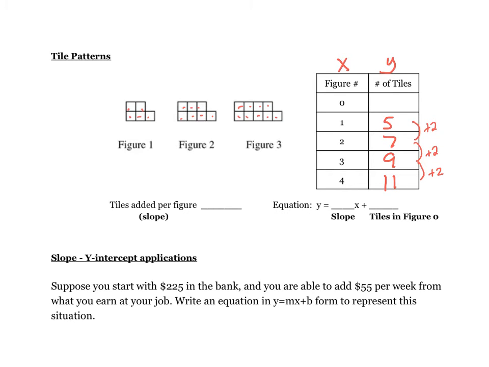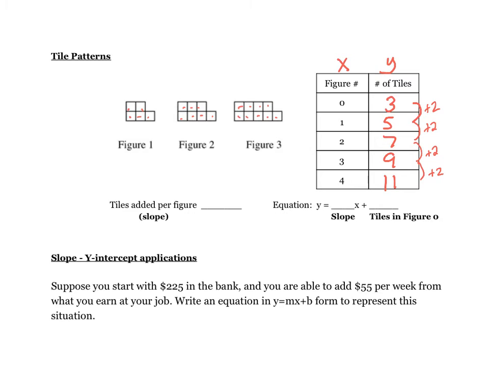Working backwards, you can see that figure 4 has 11, figure 3 has 9, figure 2 has 7 tiles, figure 1 has 5. I could predict that figure 0 would have 2 less tiles than figure 1, since they're dropping by 2 as we go up the table. So figure 0 has 3 tiles. So I can double check that that's adding 2 every time.